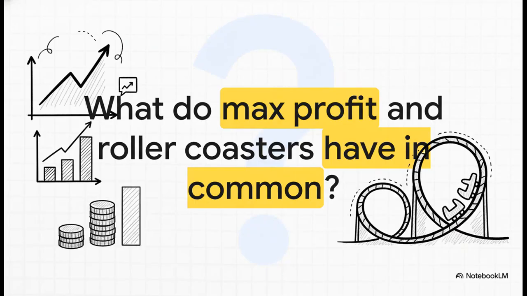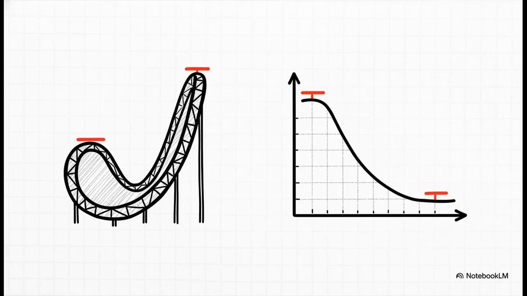Kinda sounds like a riddle, doesn't it? What on earth could connect a business trying to squeeze out every last dollar of profit with that stomach-dropping lurch you feel at the bottom of a roller coaster? I mean, on the surface, they're from totally different worlds, but in the language of math, they share a pretty fascinating secret. And that secret is actually super simple. Both the highest possible peak and the lowest possible valley happen at a place we can call a flat spot. It's a single point where, just for a brief moment, everything levels out.